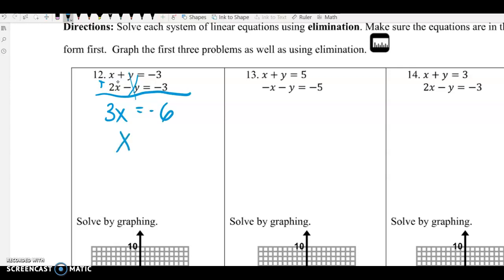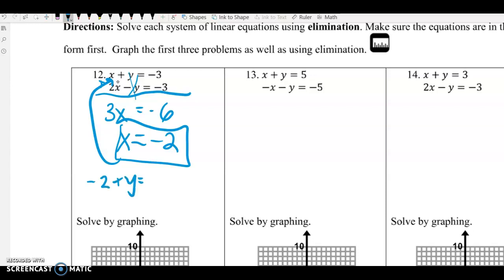Divide both sides by 3, I get x equals negative 2. I'm not done. I need to go plug this back into my equation to solve for y. So I get negative 2 plus y equals negative 3. I'm going to add 2 to both sides, so I get y equals 1. My ordered pair where my two lines intersect is negative 2, 1, and this is called a solution.